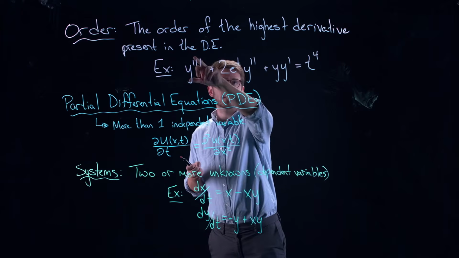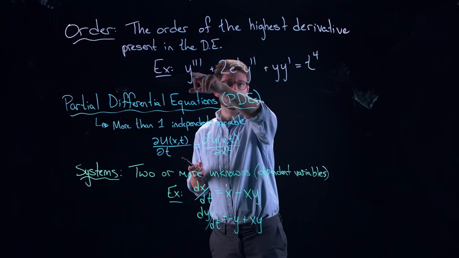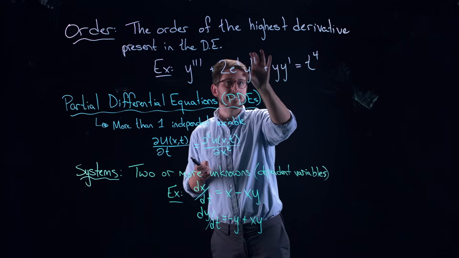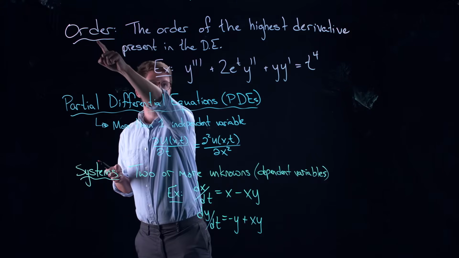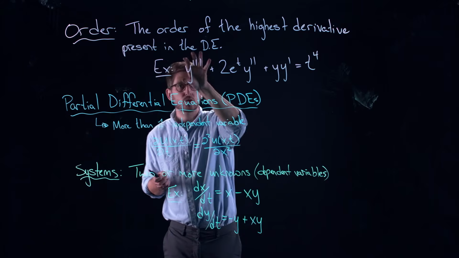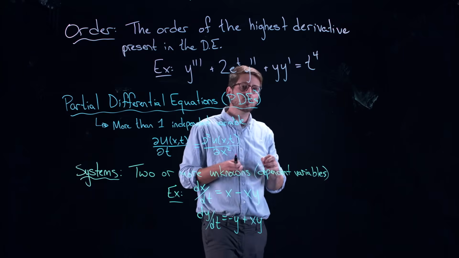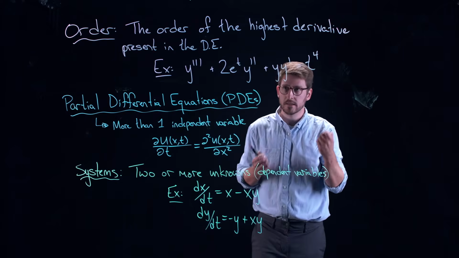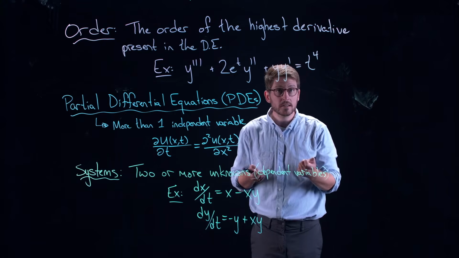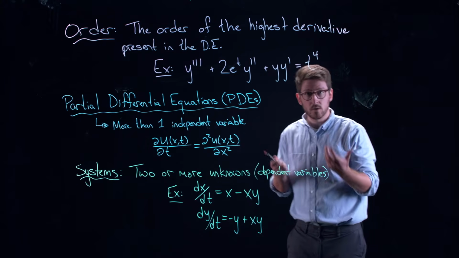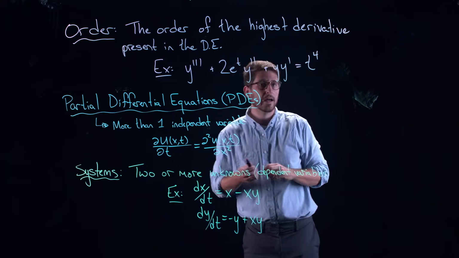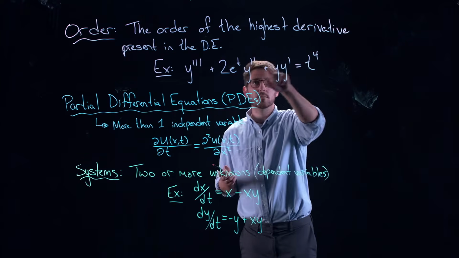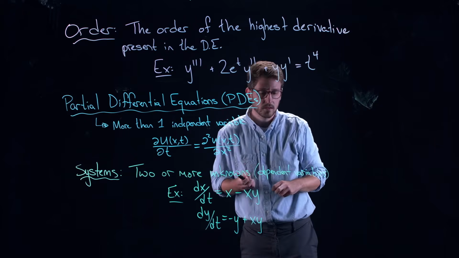Now we can see that there is a third order derivative here, a third derivative, a second derivative, and a first derivative. That tells us that the order of this differential equation is 3. That is the highest derivative that is present in this thing. We can also see that this is an ordinary differential equation because there is only one independent variable, that is t. That is the implication by these prime symbols.